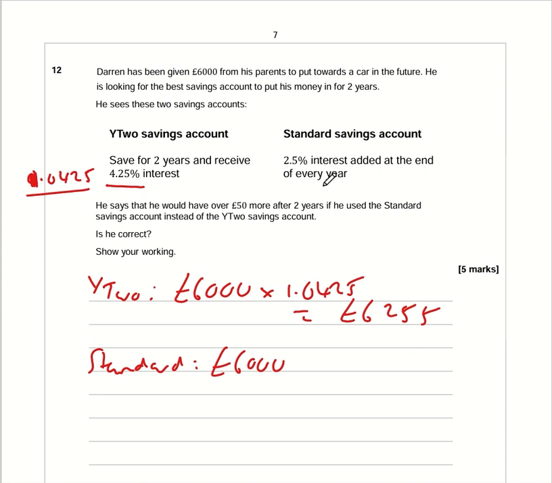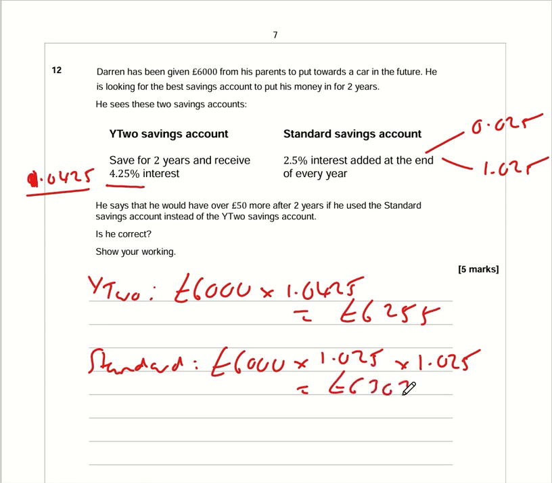Now using the standard, we're going to do a similar calculation, so it's going to be 6,000, but this 2.5% is added every year. So we're going to have to increase this twice by 2.5%. The multiplier for an increase of 2.5% is 1.025. So it's 6,000 times 1.025 for the first year, and then times 1.025 again for the second year, and that comes to £6,303.75.